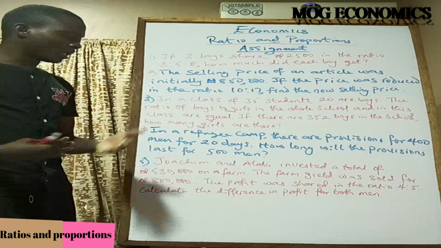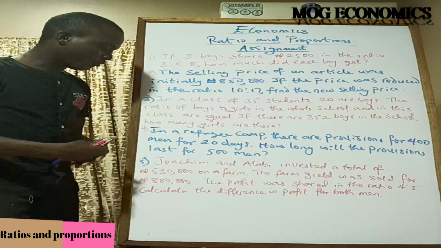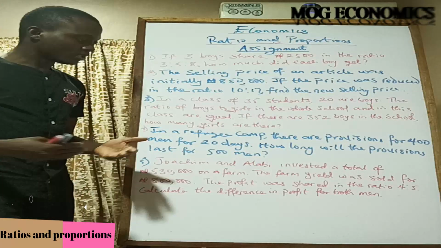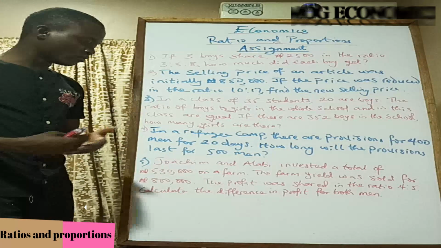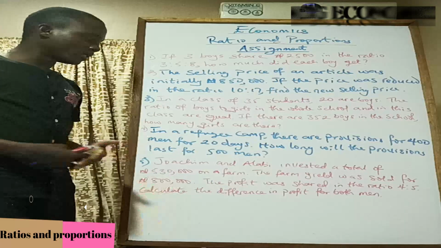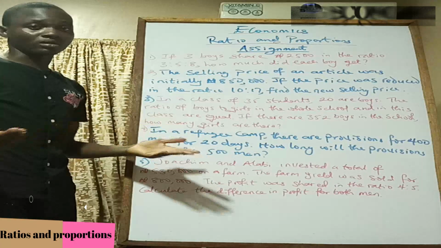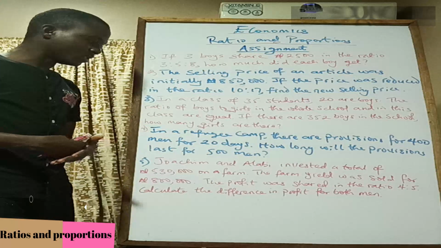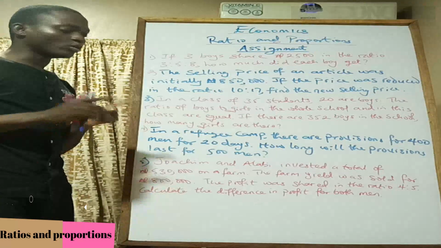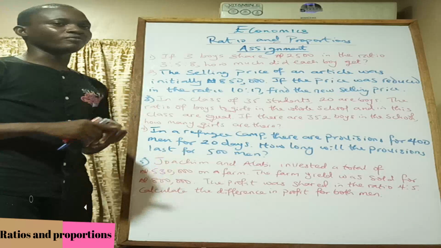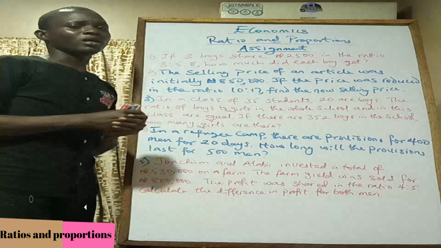Number five, Joachim and Alabi invested a total of 530,000 on a farm. The farm yield was sold for 800,000. Now, the profit was shared in the ratio 4:5. I want to believe you can calculate the profit, right? So, calculate the difference in profit for both men. I don't want to give you any hints.